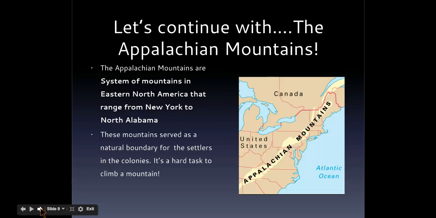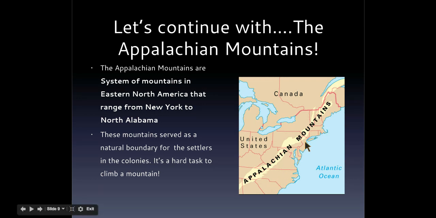Alright, let's continue with the Appalachian Mountains. The Appalachian Mountains are a system of mountains in eastern North America that range from New York, so you can see New York right here, all the way down to northern Alabama. Now, these mountains served as a natural boundary for the settlers in the colonies here. There aren't that many mountains in Louisiana, so it may be hard to understand, but without the proper resources, it's a huge task to climb a mountain. So it just became a natural boundary.